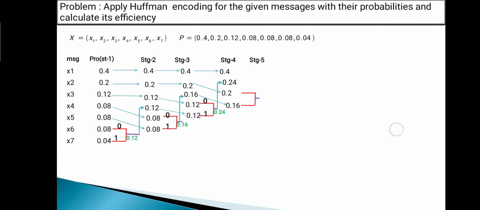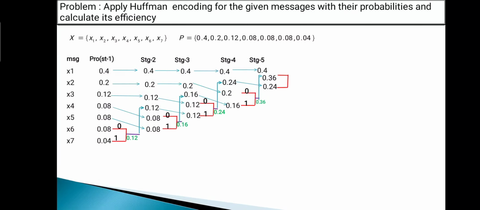Again consider the last two probabilities. Assign a binary 0 and binary 1. Add these two probabilities. So I get 0.36. Arrange the probabilities in descending order. So I have 0.4, 0.36, 0.24.